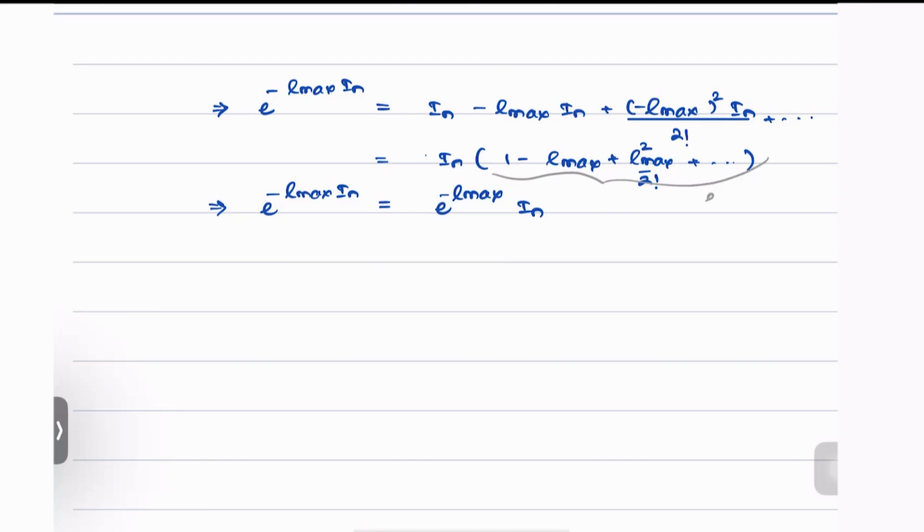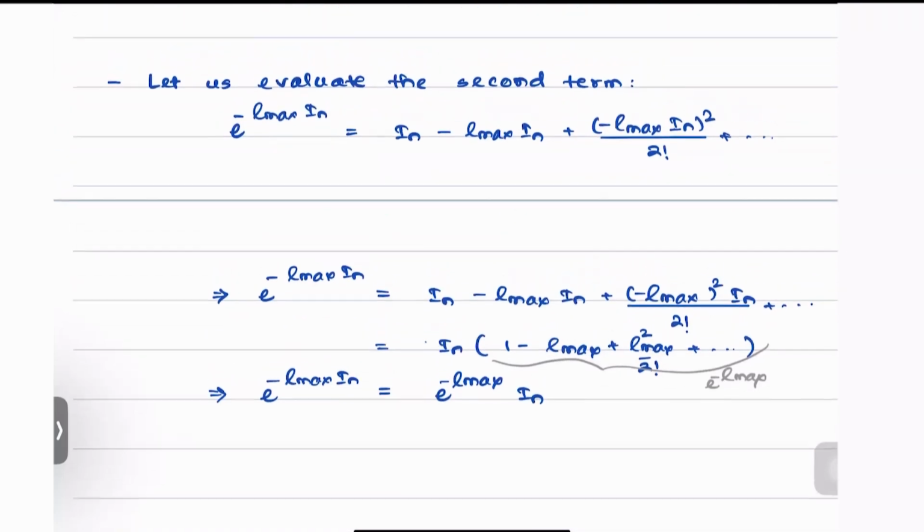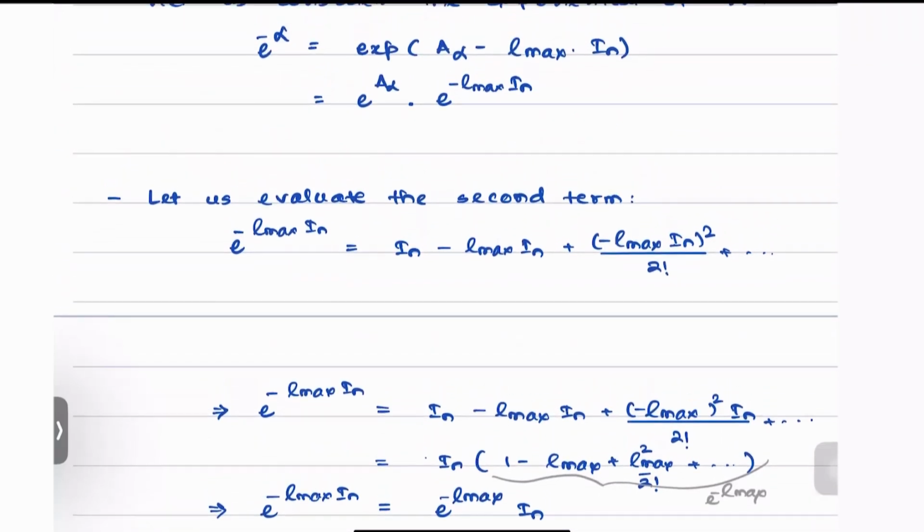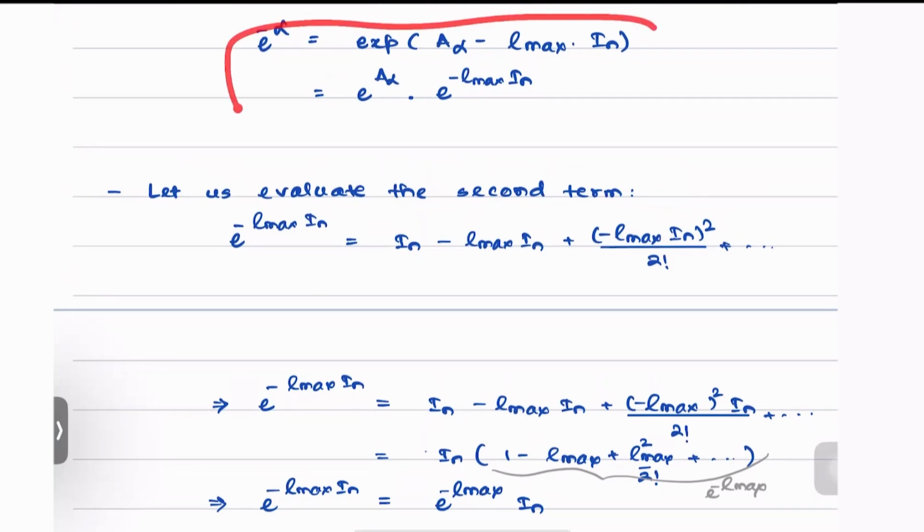So this is e raised to the power minus L max. And notice here that this is a scalar. Hence, what we did is in the next expression, we simply brought it here. And what remains is an n cross n matrix. Okay, now let us plug this expression in our original equation that we have here.